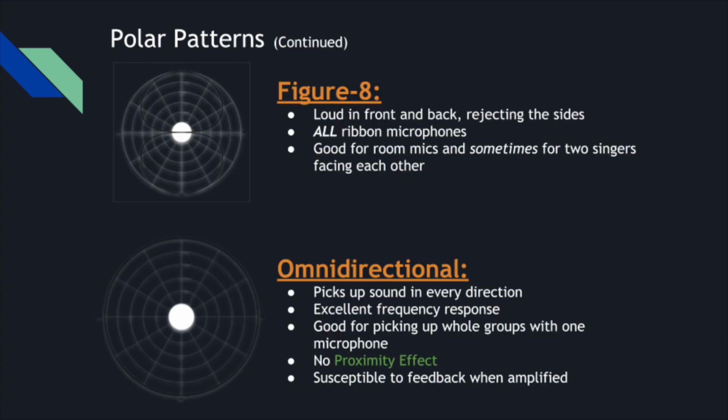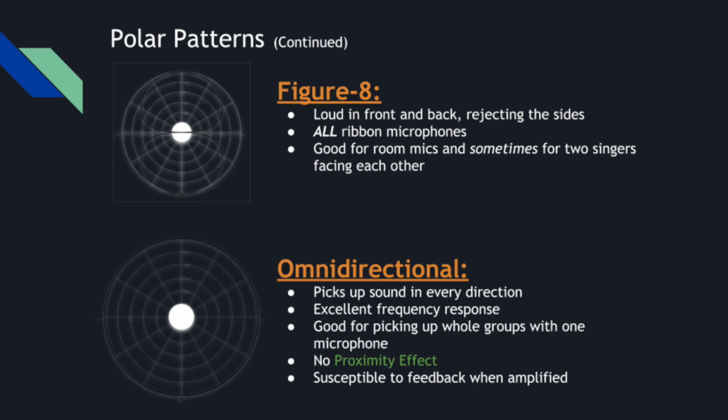Two more polar patterns. We have figure 8. Figure 8 is exactly what it sounds like. It picks up really strong in front, picks up just as good in back, and it rejects stuff from the side. Every ribbon mic works this way. They're really good for room microphones.